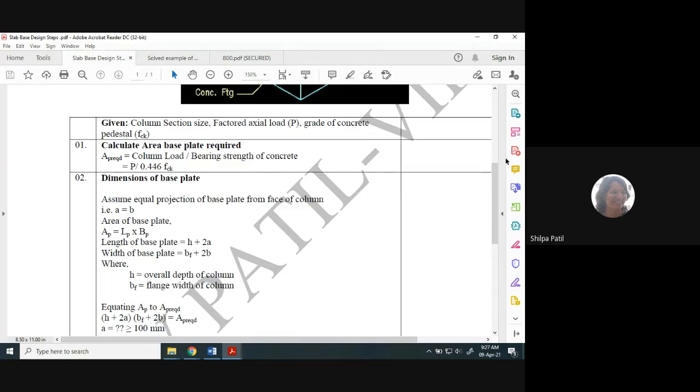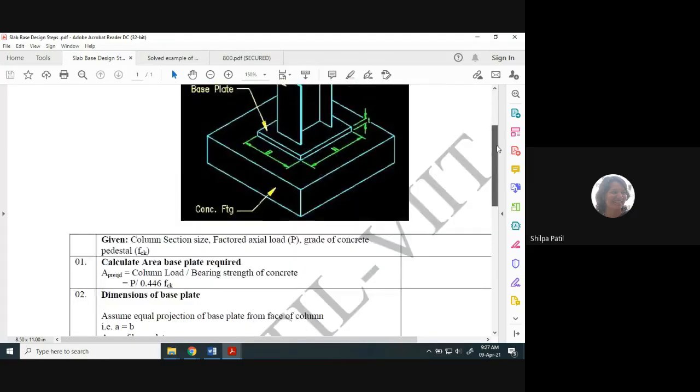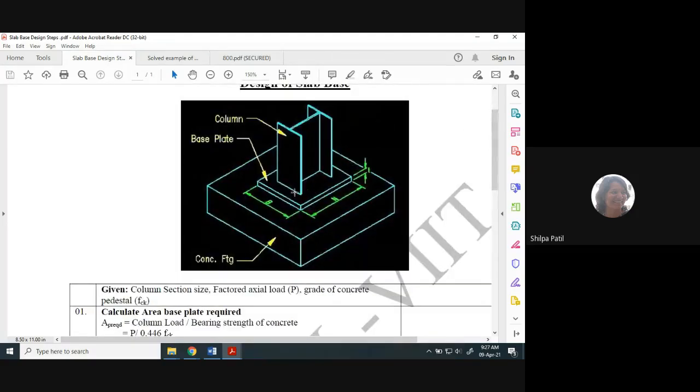Now if you consider the diagram here, the base plate dimensions are normally higher than the dimensions of the column. Dimension of the column means the width of the flange and the depth of the total I section, that decides the overall outer dimension of the column. So we do not provide the base plate having the exact dimensions of BF and total D of the column, but it is normally a little higher.